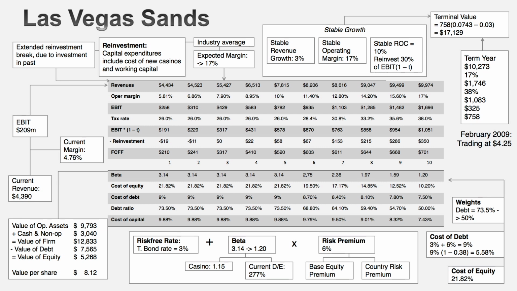But after the 2008 banking crisis, the company found itself in trouble. In fact, by the time I did this valuation in February of 2009, there was talk that Las Vegas Sands might not make it. I shut those thoughts out and I did a conventional discounted cash flow valuation. What do I mean by that? When you value a troubled company with a discounted cash flow model, here's what you do.